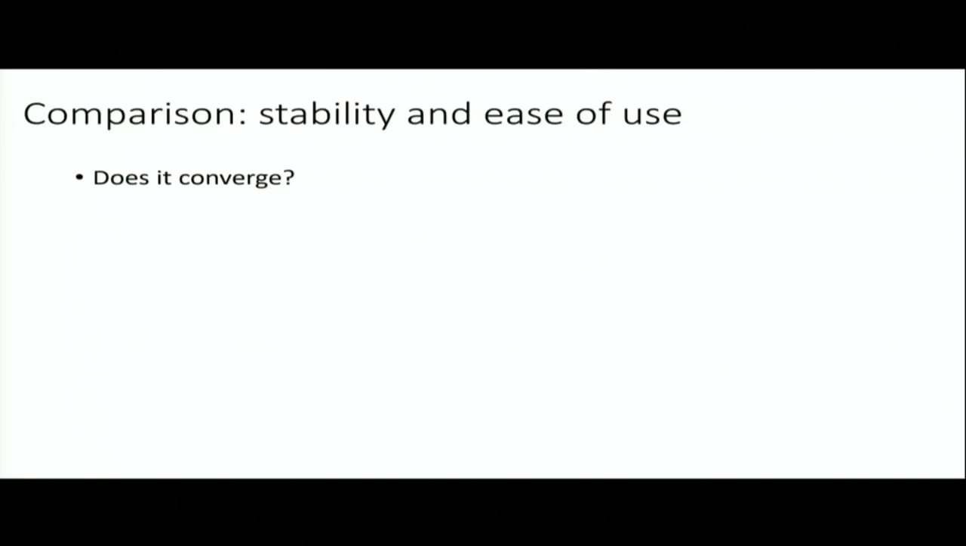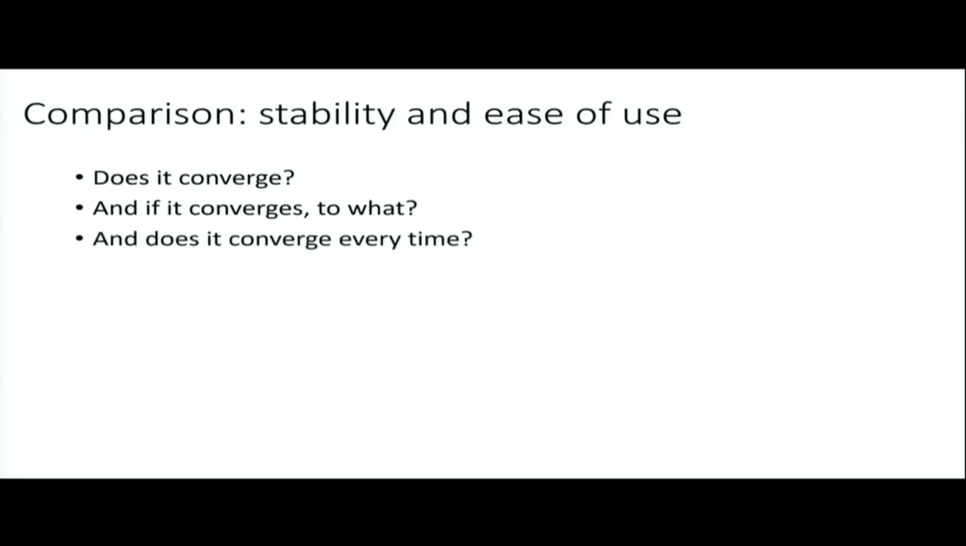One question that we want to ask: does the algorithm converge? If it converges, what does it converge to? Not always an easy thing to answer, by the way. And does it converge every time? So is the convergence an empirical result, meaning like, I ran it 5 times and it seems to converge, or is it a theoretical result, meaning if I run it 5 million times, it'll converge every single time?